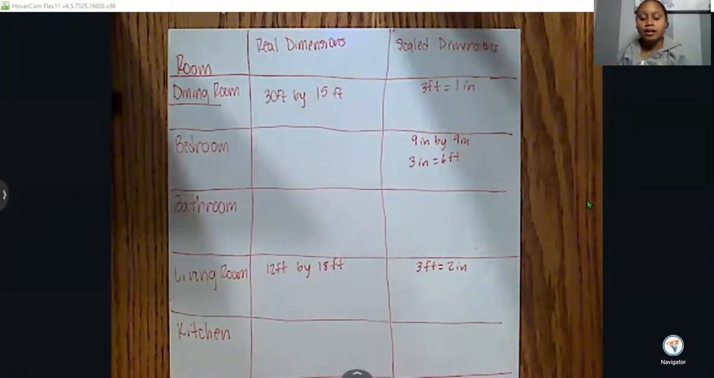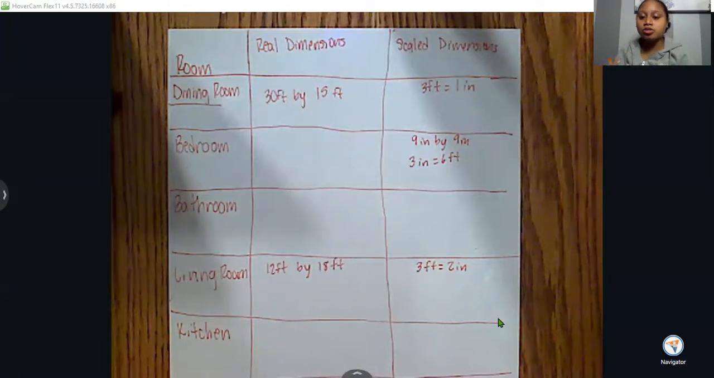So, hello, we are going to be looking at our designing a house project. The idea of this project is that you will be creating a house and you'll have the real dimensions of a house and the scale dimensions of the house. The real dimensions are all in feet, the scale dimensions all in inches, because we can really only work with inches when we're drawing on a smaller scale. So, that's why we have to scale whatever our real dimensions are.